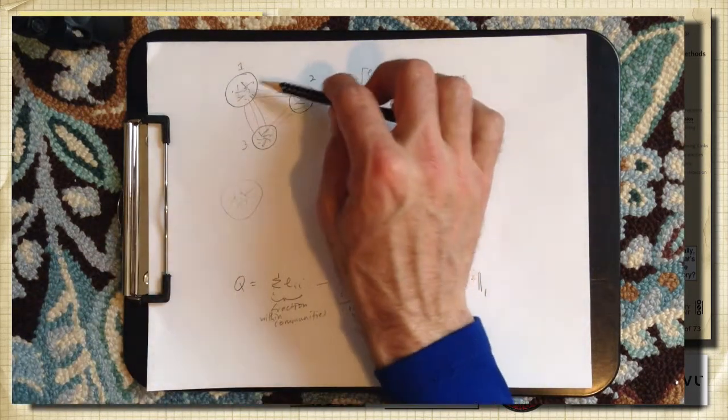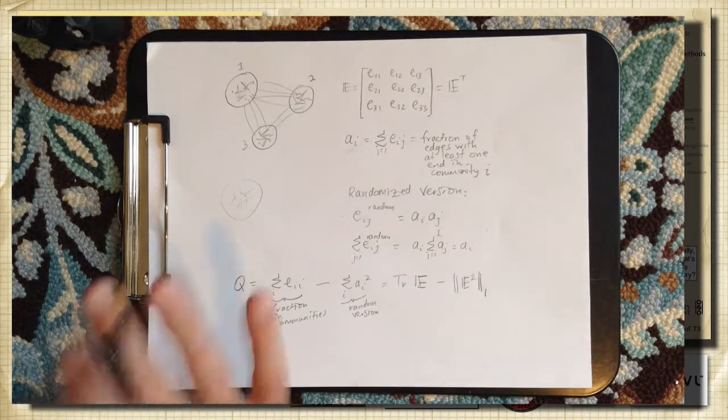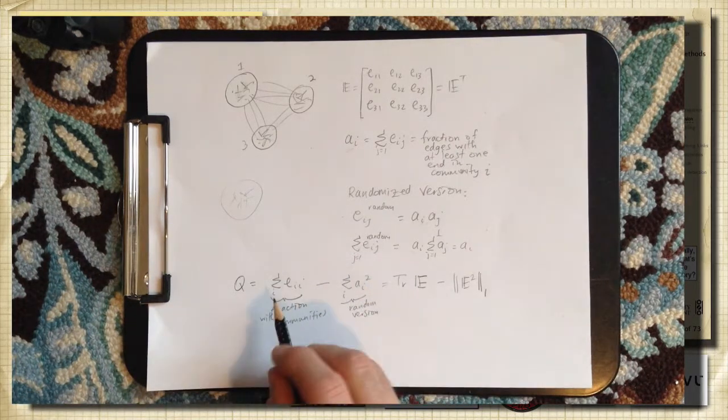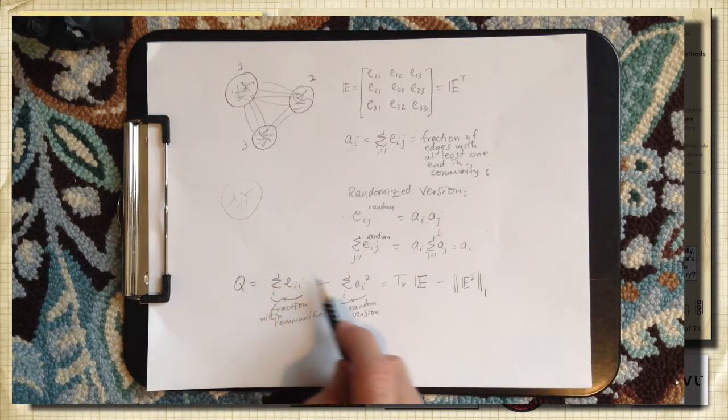So if we've done a really bad job, it's going to be very dense here, very dense here, very dense here, and very few edges in between. All right. Okay, so what we're getting to is this. The fraction of edges within communities is going to be actually the trace of E.